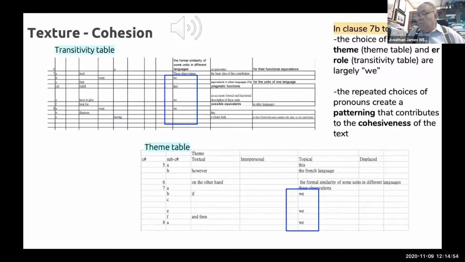Lastly, by comparing our Part A analysis, we found a pattern that coexists in both the transitivity and the theme tables. For instance, in clause 7 to clause 8a, the choice of the topical theme in the theme table is mostly the pronoun we, and in the same area, the choice of the ER word in the transitivity table is mostly we too. This repeated choice of pronouns creates a patterning that also contributes to the cohesiveness of the text.